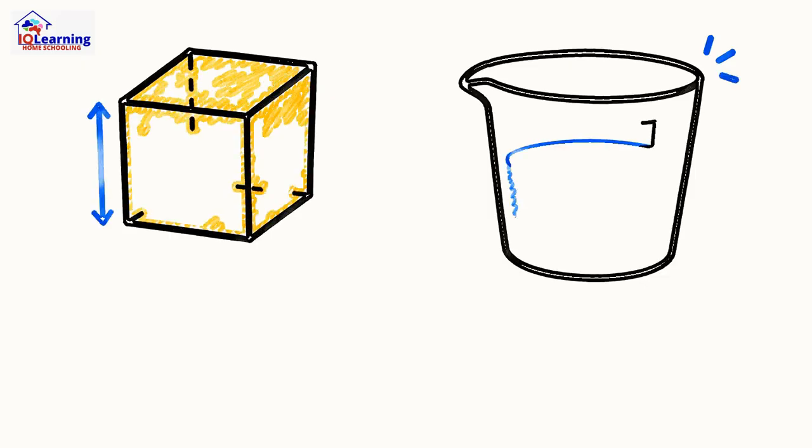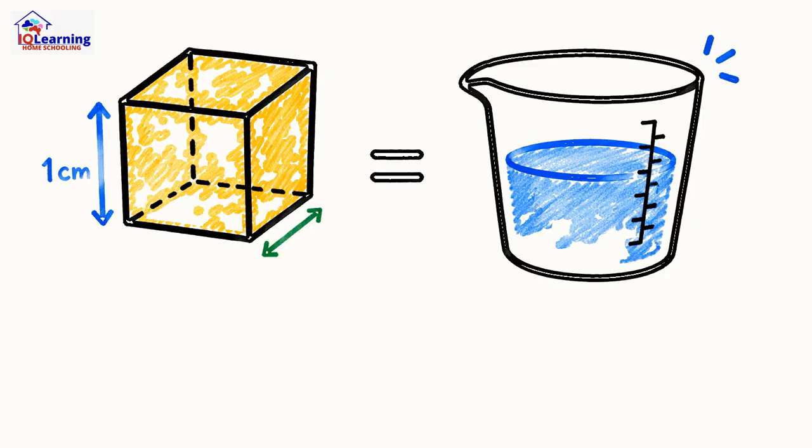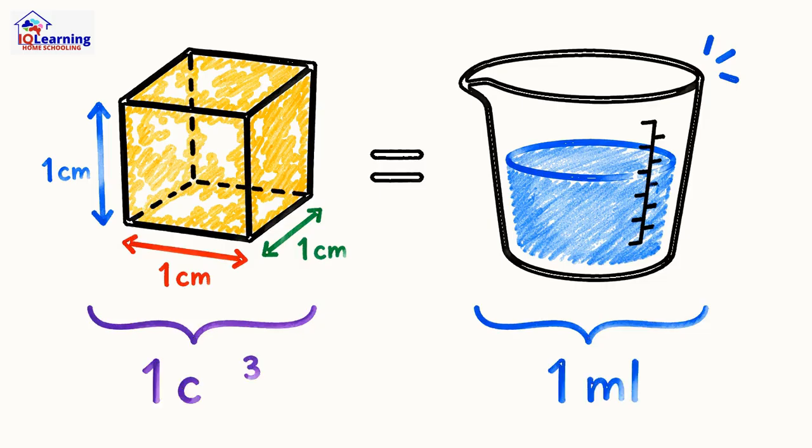A tiny cube, just 1 centimeter on each side, has a volume of 1 cubic centimeter. That exact amount of space holds precisely 1 milliliter of water. It's a perfect 1-to-1 ratio. This is our fundamental bridge.